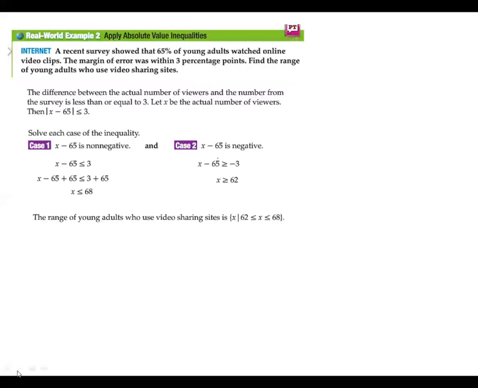All right, we're back. The melting point of ice is 0 degrees. During a chemistry experiment, Jill observed ice melting within 2 degrees of this measurement. Write a range of temperatures Jill observed.